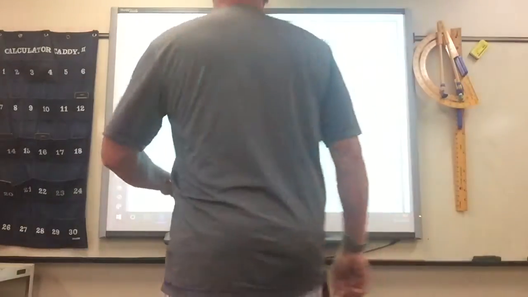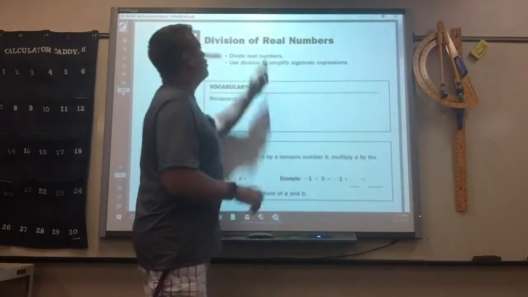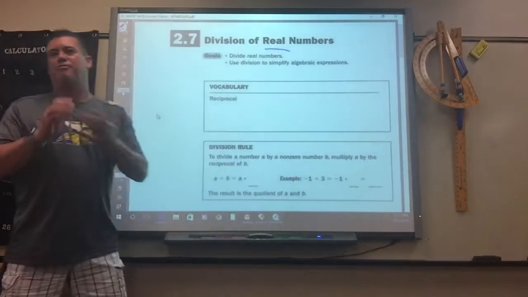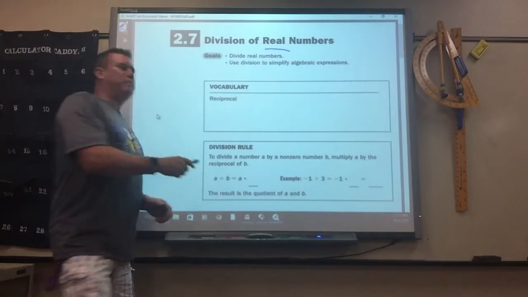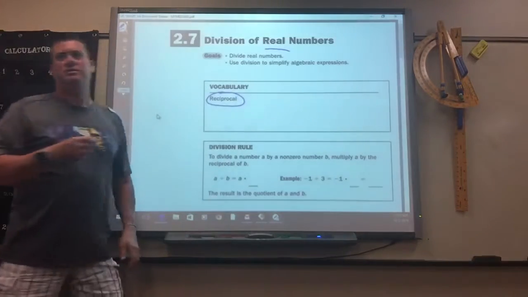Okay, division of real numbers. Remember, real numbers just means it can be any number. Fractions, decimals, whole numbers, negatives, anything. Everyone remember what a reciprocal is?